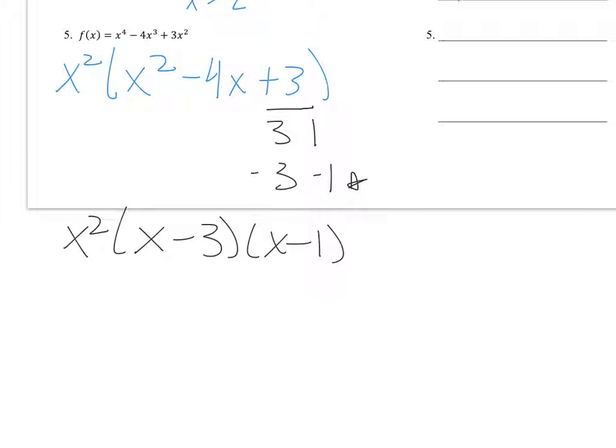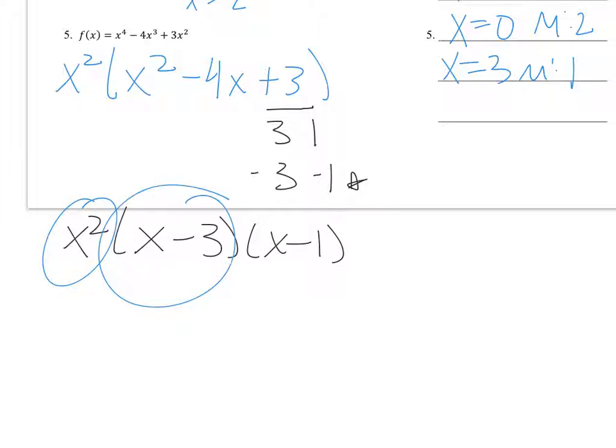So my zeros of the function would be x is equal to 0, and that one showed up twice. That would be x equals 3, and that one showed up once. And then I have x is equal to 1, and that one showed up 1 time. And that is that one.